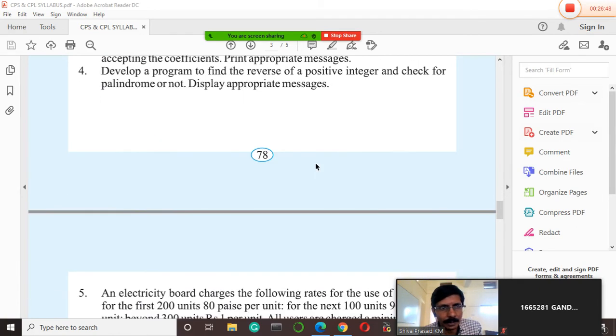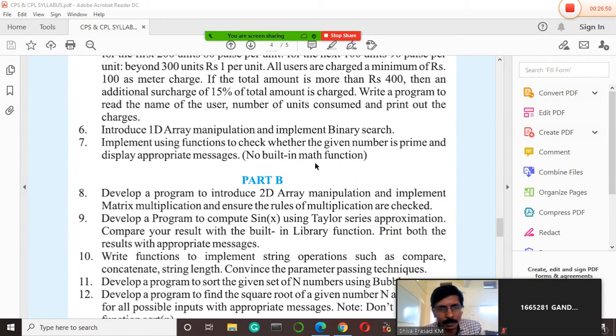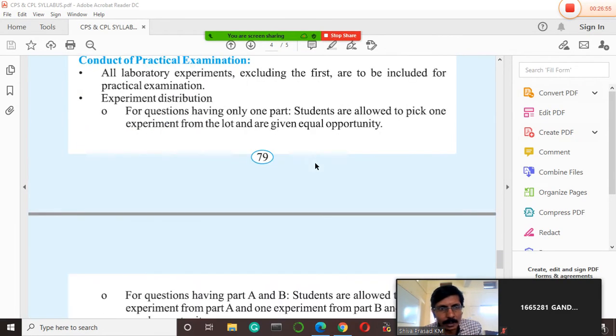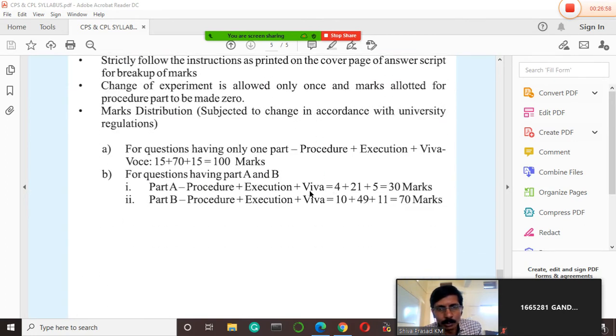So this is what the lab part is. The lab part deals with the first 7 programs in part A, and next will be part B. Part A and part B are split into 2 important parts.